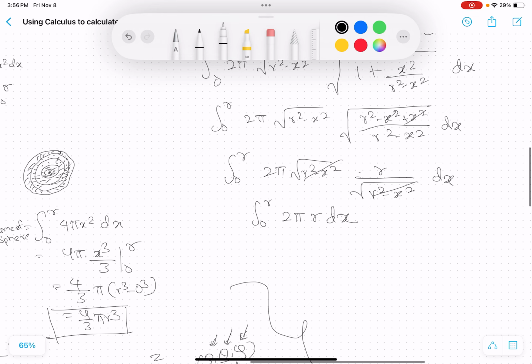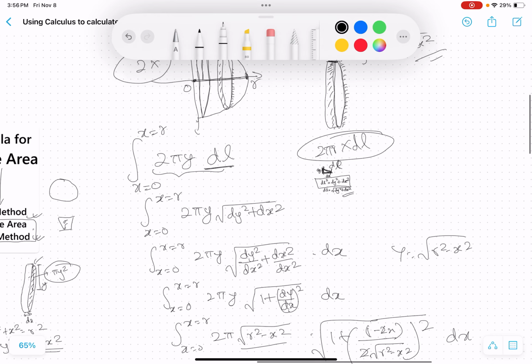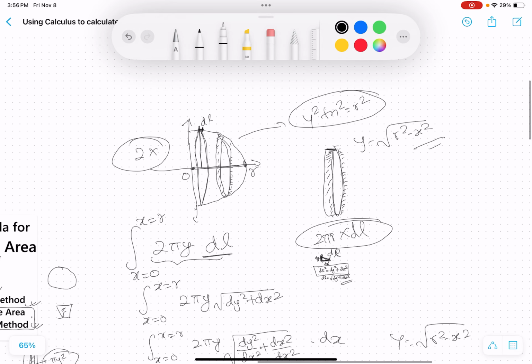Really? Okay, 2 pi r. Wow, if I had just used the polar coordinate system, it would have been so easy, right? Really?